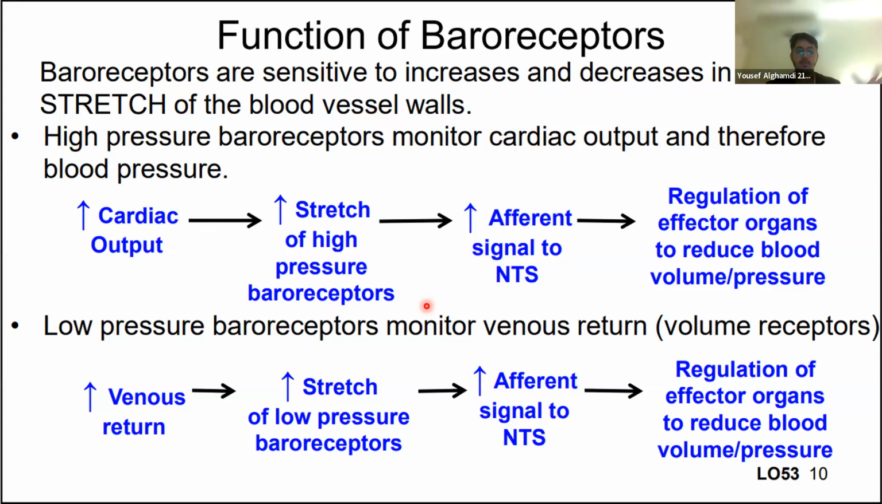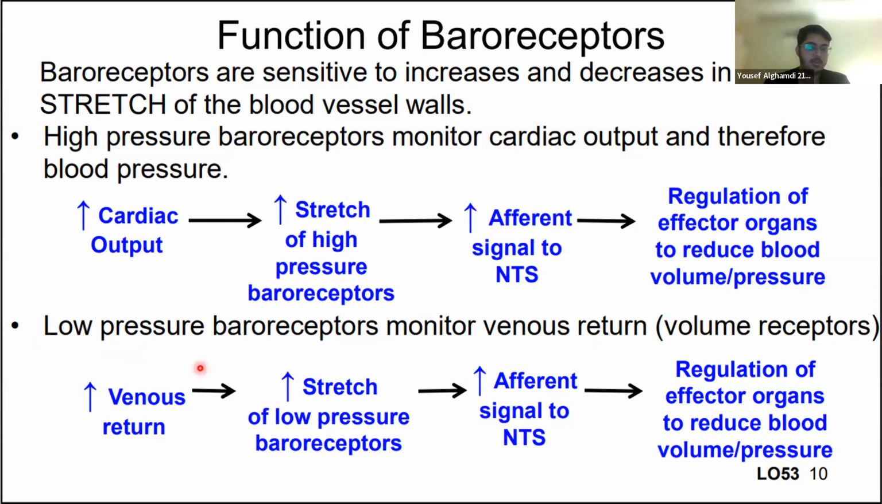If there is low pressure, the baroreceptors will be less stimulated, so they'll go, okay, there's no blood, there's no volume. Low venous return means less stretch of the low pressure baroreceptors, a changed afferent signal to the nucleus tractus solitarius, and regulation of effector organs to restore blood pressure and volume. So high pressure baroreceptors monitor cardiac output, and low pressure baroreceptors monitor venous return. High pressure, cardiac output; low pressure, venous return.